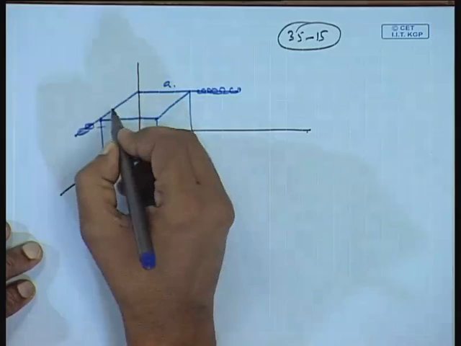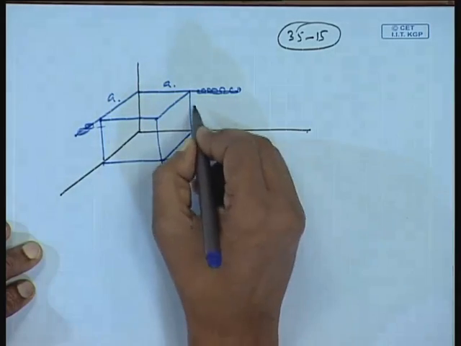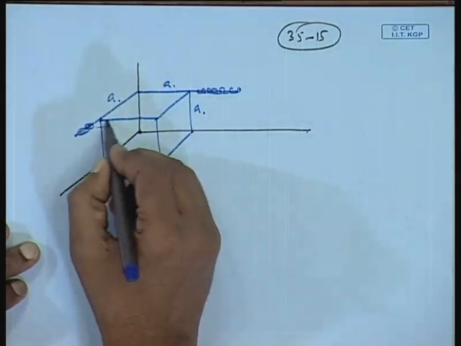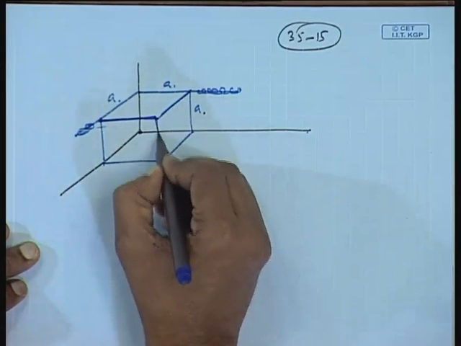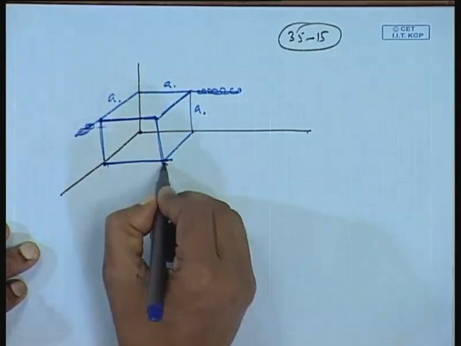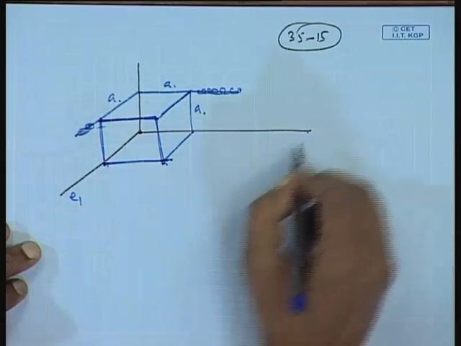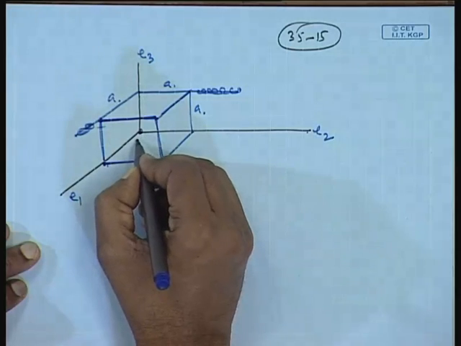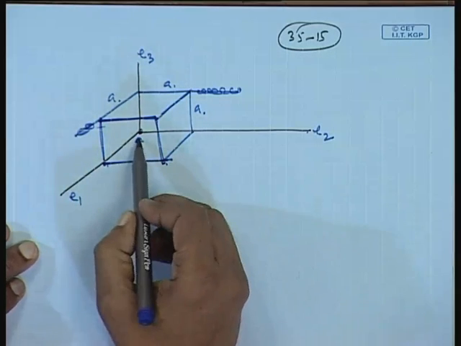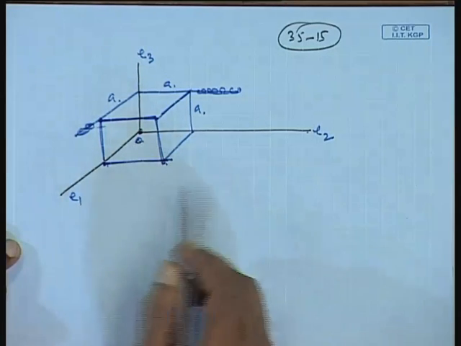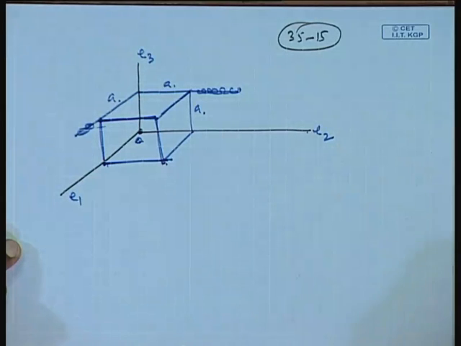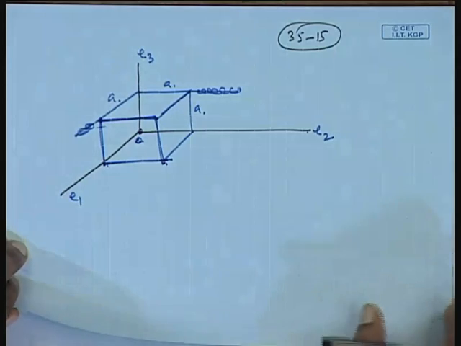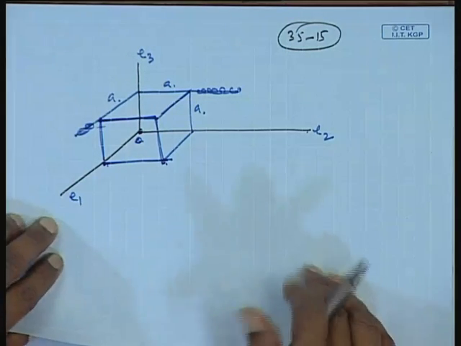Let us say this is a cuboid, and these are the body axes that we have chosen, E1, E2 and E3. This is the point O. Now, this point is obviously not the center of mass in this case, and we need to work out the moment of inertia, the principal moment of inertia.